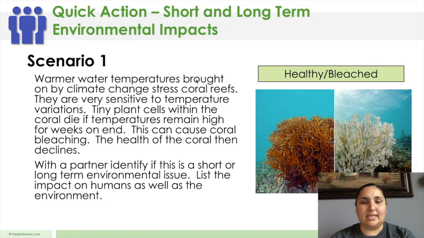But I can tell you that it is long-term, because once again, the water temperatures are only increasing. And that's why we're very protective of our reefs, because once they're gone, they may be gone forever. Okay?